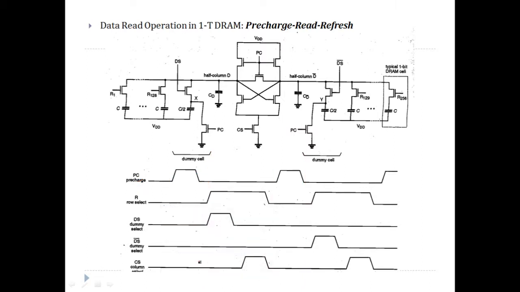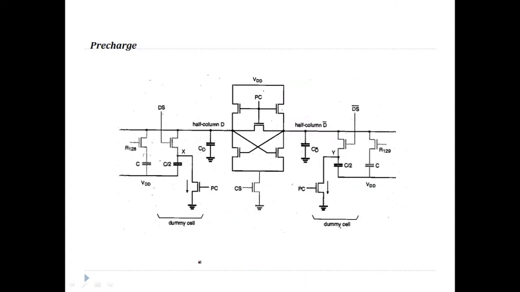So let's see what happens in the pre-charge operation. During pre-charge operation, PC becomes 1 and all the row selects are 0. So all these are off, which are shown with the dotted diagram. And this dummy signal is also off, which is again shown with the dotted line.